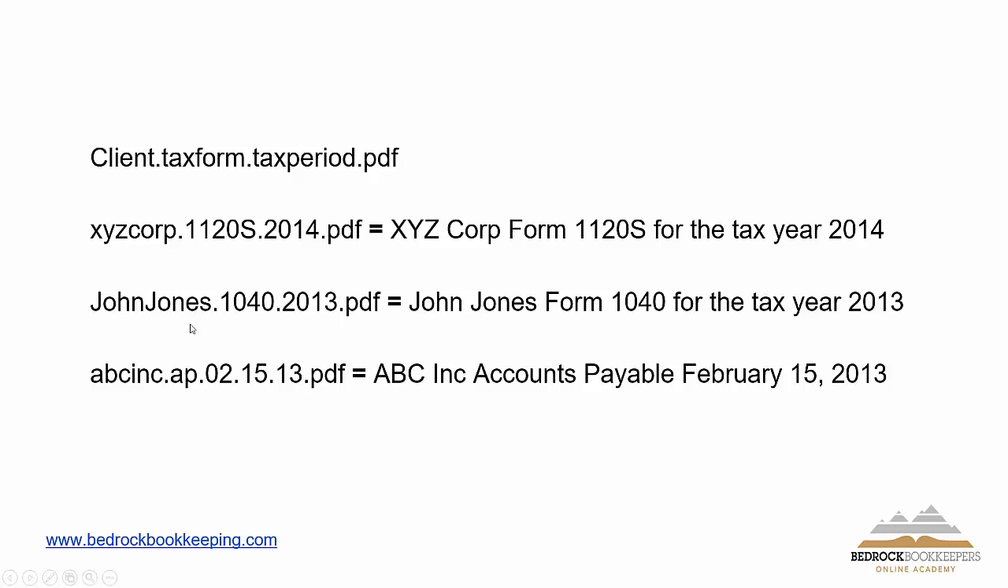It's logical. The second example is John Jones's 1040 return for 2013. This is not a tax form. This is ABC Inc. accounts payable, and for what time period. So you see, AP in my system denotes accounts payable. AR would be accounts receivable. BS would be balance sheet. IS would be income statement, and so on.